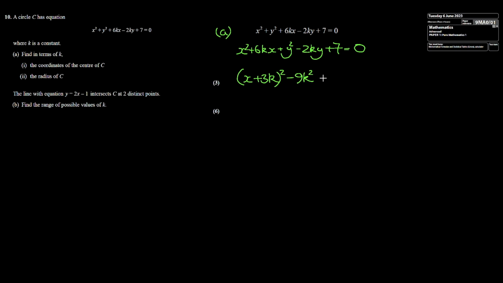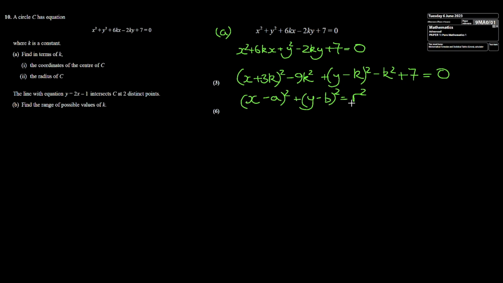Do the same for y squared. So halving this coefficient here, this will be negative k squared. Again, that will give us both the terms we want, but it will give us a surplus k squared. So we must subtract k squared immediately, remembering the plus 7, and this is equal to 0.